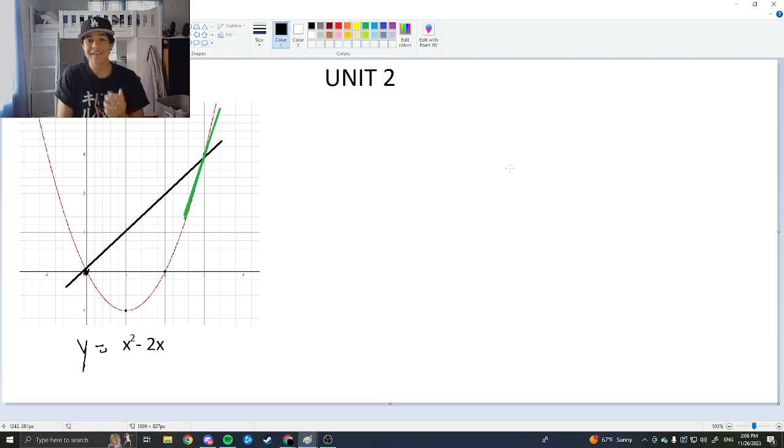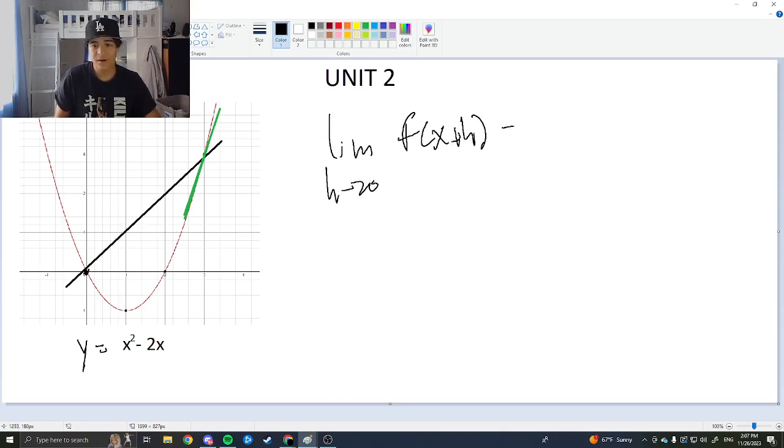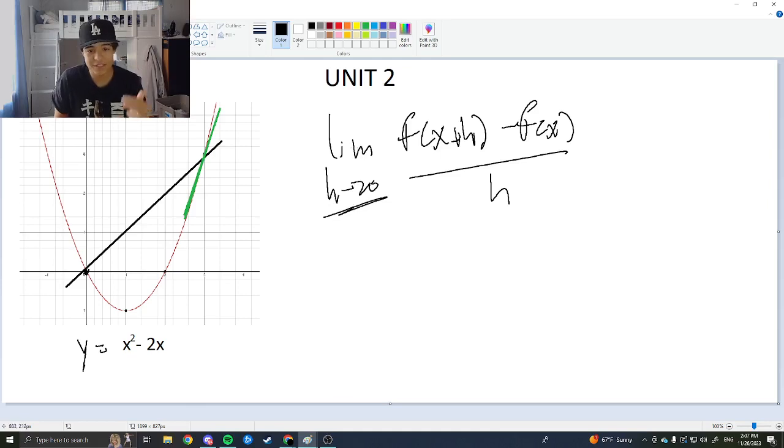So the equation to find the instantaneous rate of change is the limit as h approaches 0 of f of x plus h minus f of x, over h. It's similar to the average rate of change, but it's different because now we've got this h and this limit. And what is h? All h is the distance between 2 points.